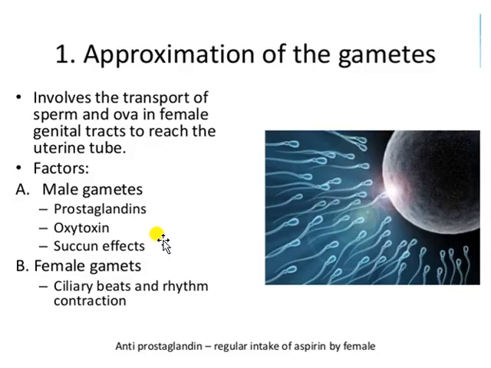First of all, approximation of the gametes. What does it mean? Approximation of the gametes means when both gametes, male gamete and female gamete, come into very close contact with each other. So how is this happening? This involves the transport of the sperm and ova in the female genital tract.